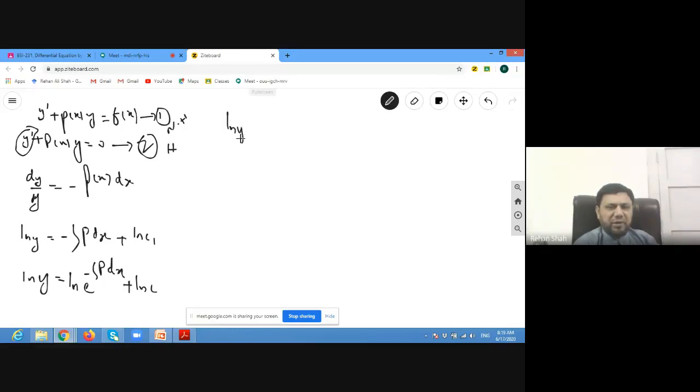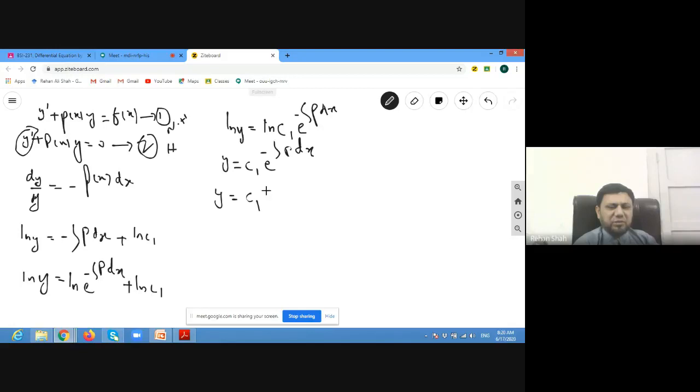So this is log of y, equal to, with the constant c1, log of c1 e power minus integral of p dx. What is y? If you take the anti-log, you will get y equal to c1 e power minus integral of p into dx.